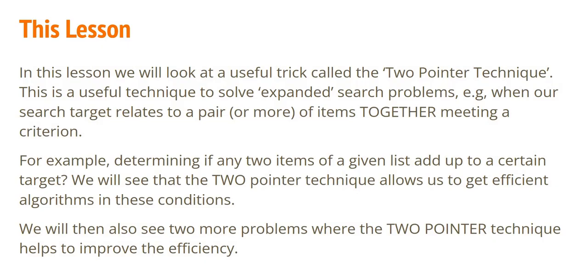So for example, previously we looked at a question: does a list contain a certain value? Now let's say we have a slightly bigger question. We ask ourselves: look, this is a list available. Are there any two items in this list which add up to a certain target? You notice that the search is no longer so straightforward that I can just look at every item. In fact, I should look at pairs of items and figure out if any pair adds up to a certain target. Now, this is what I call an expanded search problem.